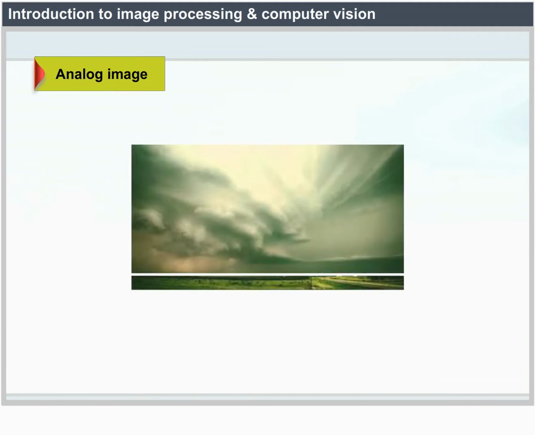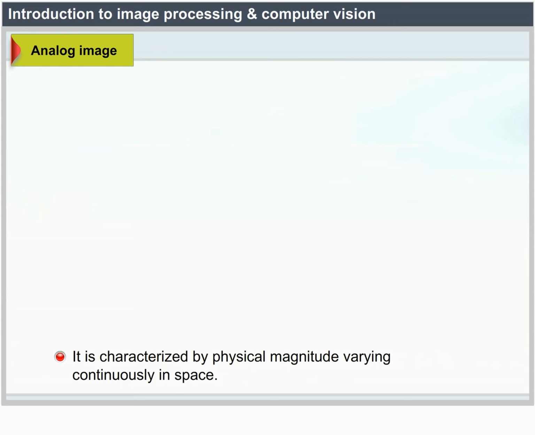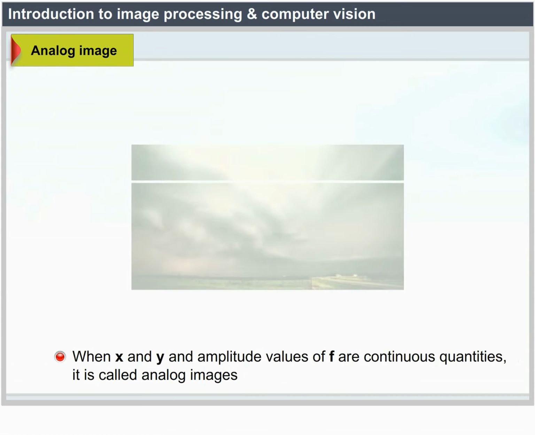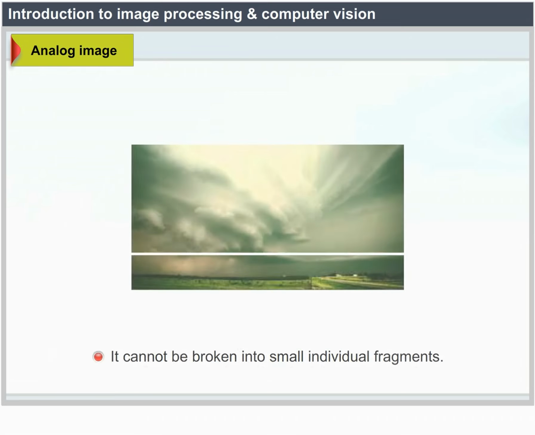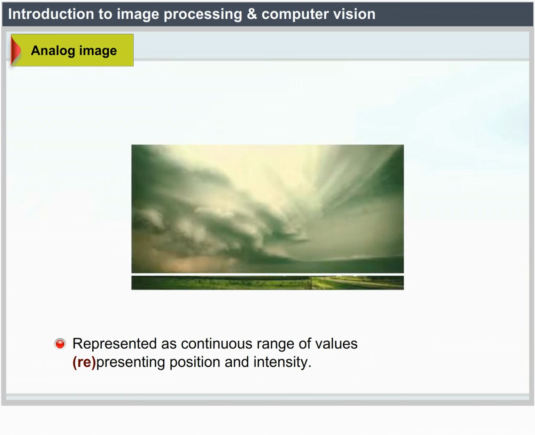Analog image. It is characterized by physical magnitude varying continuously in space. When x and y and amplitude values of f are continuous quantities, the images are analog. It cannot be broken into small individual pieces. It is represented as a continuous range of values representing position and intensity.